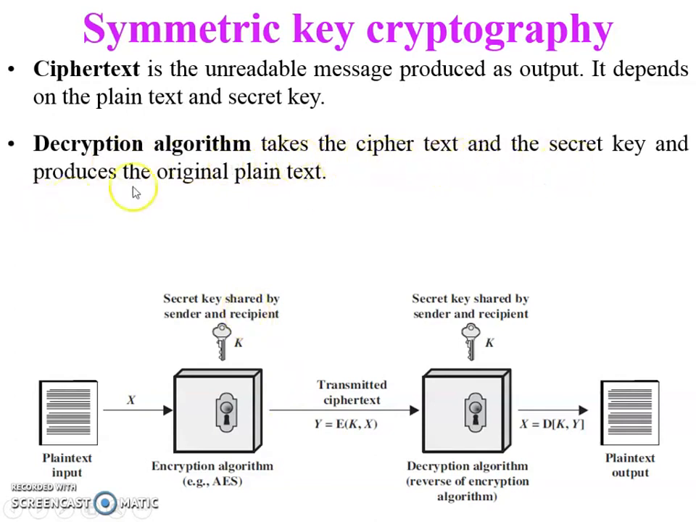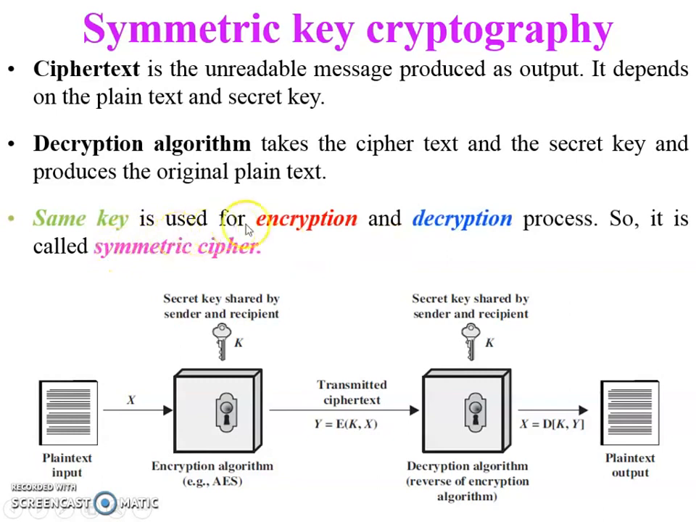Fourth one, ciphertext. Ciphertext is the unreadable message produced as output. It depends on the plaintext and the secret key. So the input of the encryption algorithm is plaintext and secret key, and the output of the encryption algorithm is ciphertext. Whenever ciphertext is generated, it is transmitted to the receiver side through a secure channel, or we can say a secure medium.